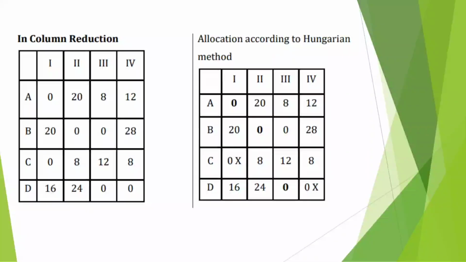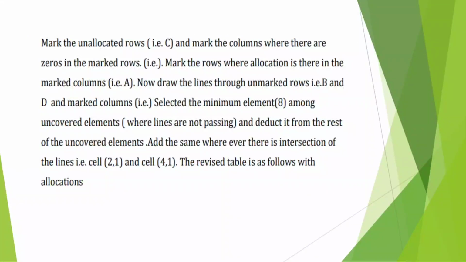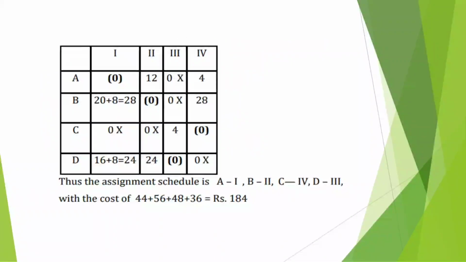Next, by using the Hungarian procedure, we have obtained this matrix. Here all the zeros have not been assigned in each row or column. So the next procedure is we have to draw the minimum number of lines to cover the zeros, and then find the smallest element, subtract it from all the uncovered elements and add it to the elements at the intersection of two lines. By doing so, we have obtained this allocation, that is, assignment.